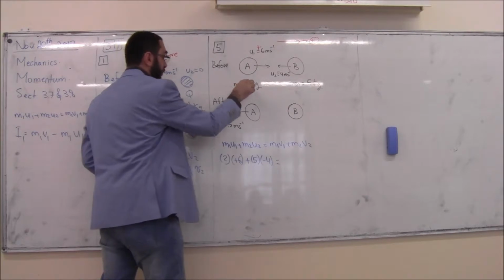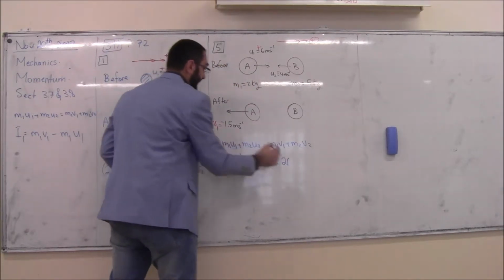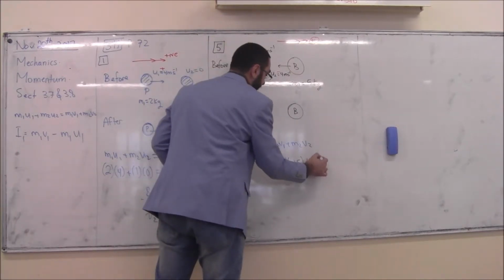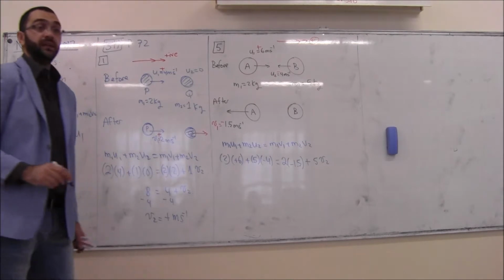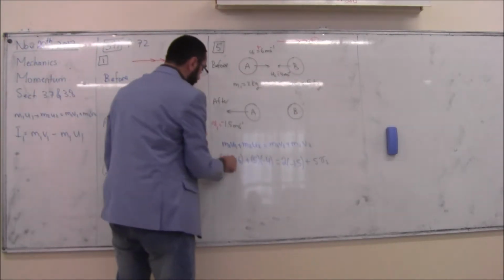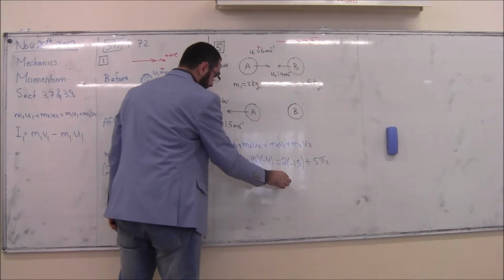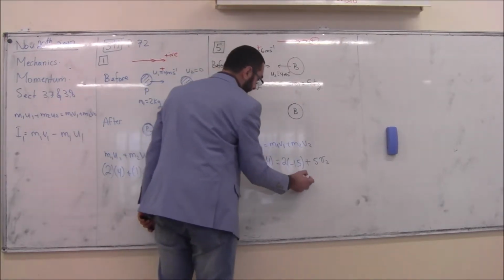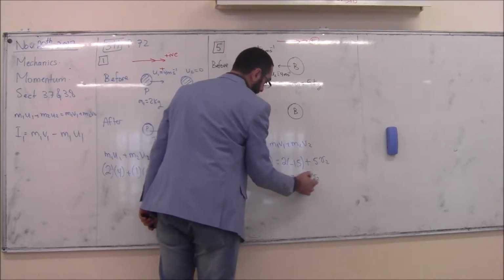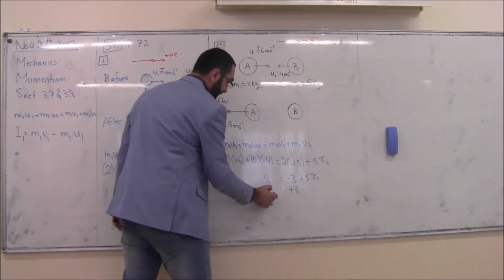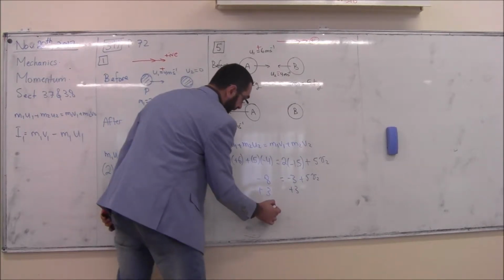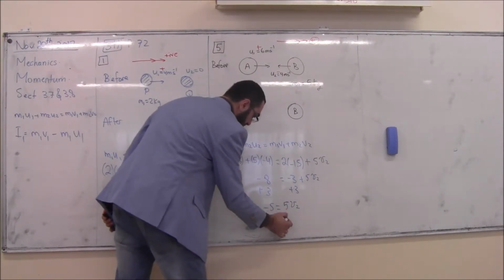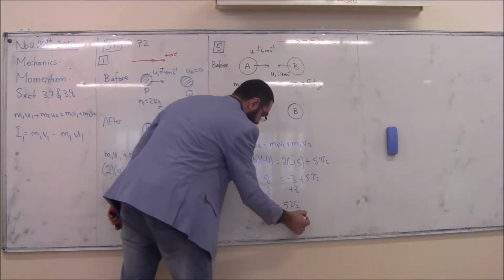Equals M1 is 2, V1 is negative 1.5, plus M2 5 times V2. Clear, guys? Okay, now 2 times 6, 12. 12 minus 20, minus 8. Minus 8, minus 3 equals 5 V2. Minus 5 equals 5 V2. Divide by 5. V2 equals minus 1 meter per second.